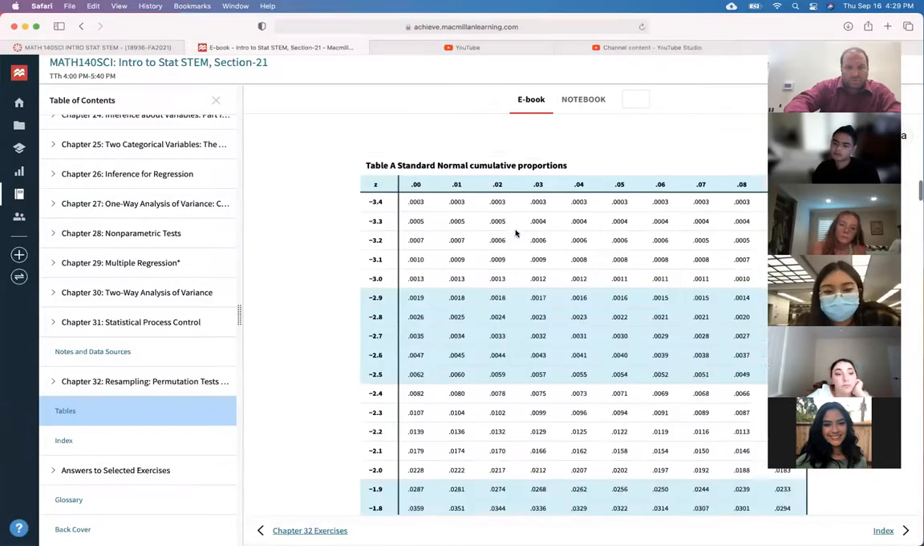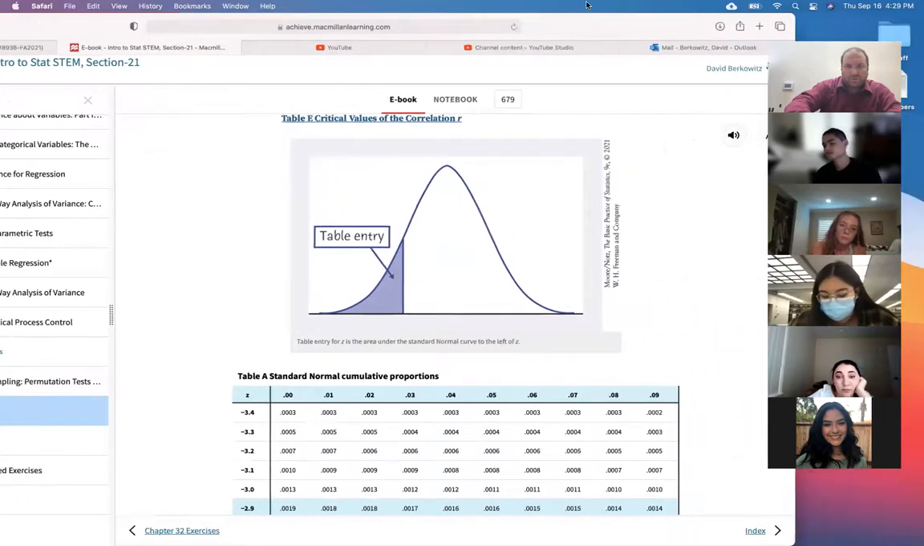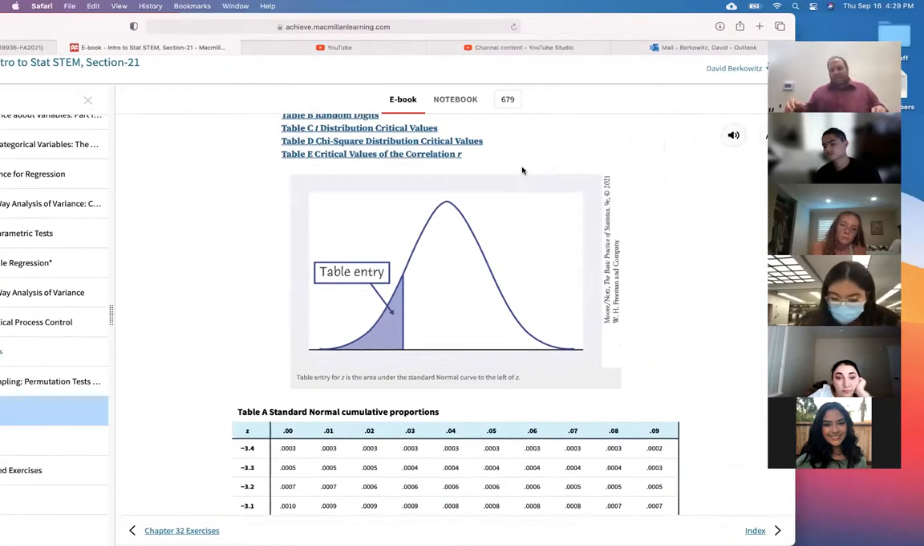Okay, so here, and if you have the book, you can look in the book, we have what's called a standard normal cumulative proportions table. What it does is it gives you the probability. If you give me any particular value, it gives you the probability of being to the left of that value. In our example that we're working on in the book, we want to the right of that value.